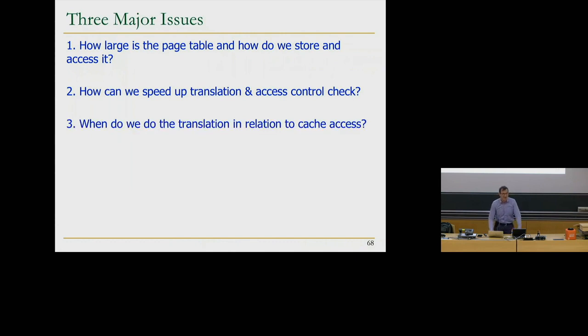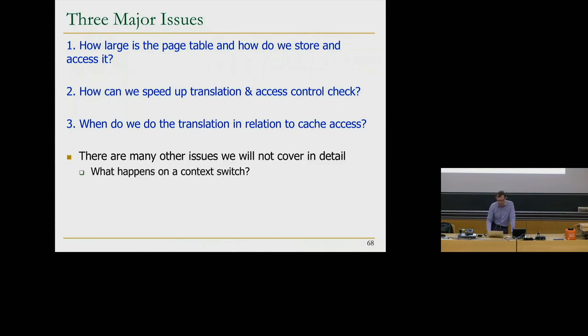The third one is even more intricate, and you really need to know architecture to understand it well. I'm going to give you the problem very quickly. We talked about address translation and the cache hierarchy. How do these interact with each other? When do you do the translation in relation to the cache access? That turns out to be an interesting question today, because translation is limiting performance. There are many other issues that we didn't cover, such as what happens on a context switch and how to handle multiple page sizes. We're not going to cover those.